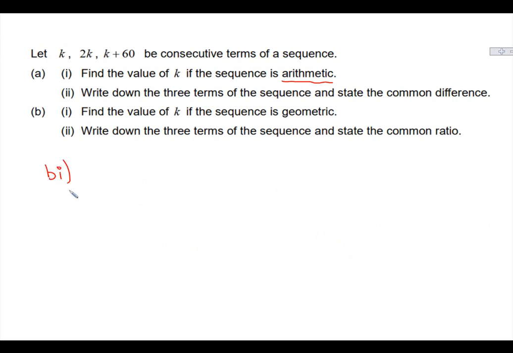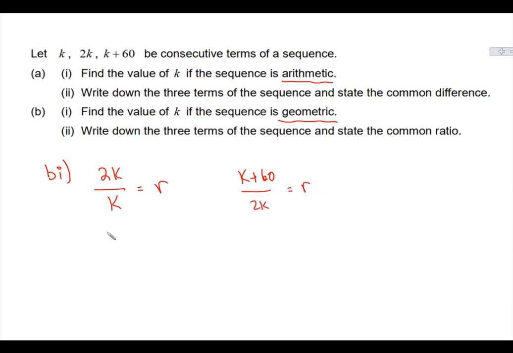All right, so let's take a look at part B. We're going to find the value of k if the sequence is geometric. Now, if the sequence is geometric, to find the common ratio, I divide consecutive terms. So if I take 2k and divide it by k, that's going to equal r. And if I take k plus 60 divided by 2k, that's also going to equal r.